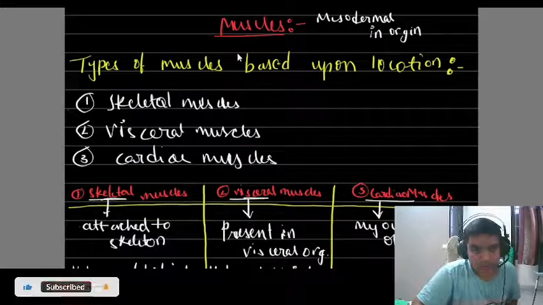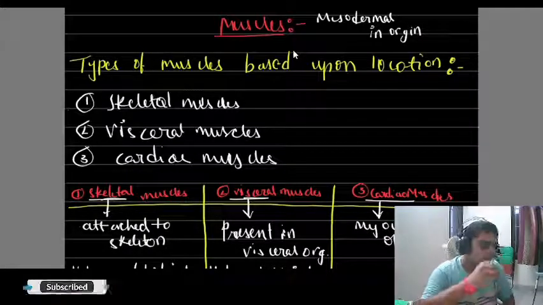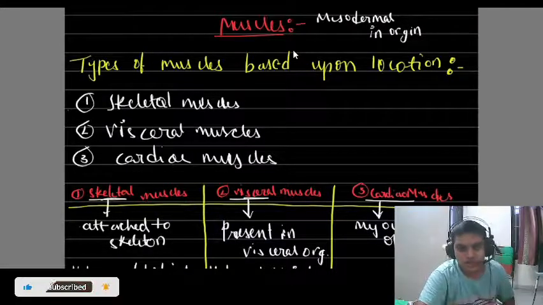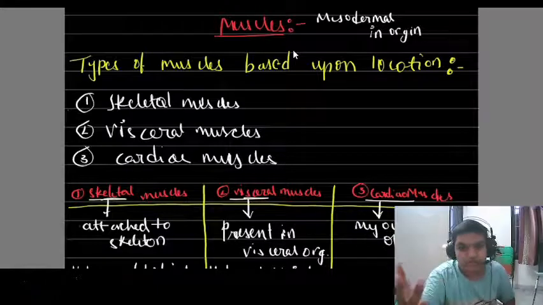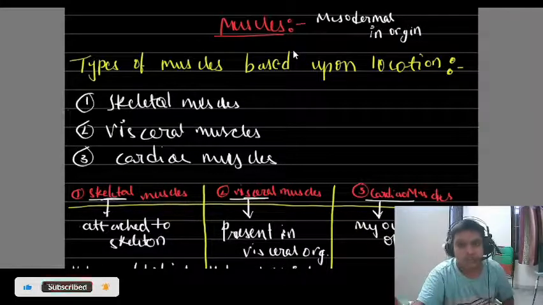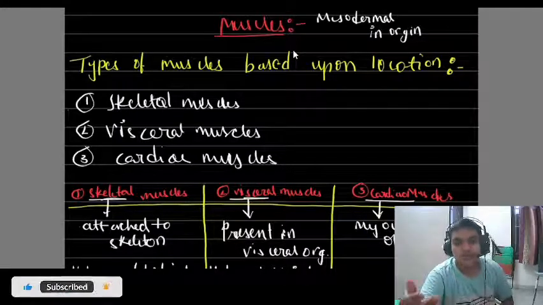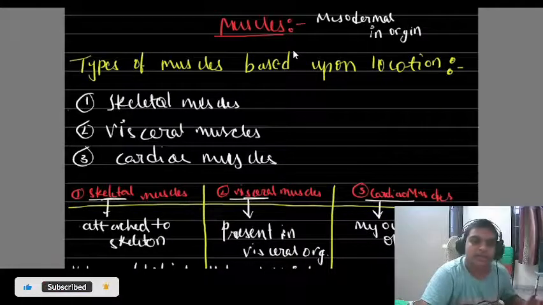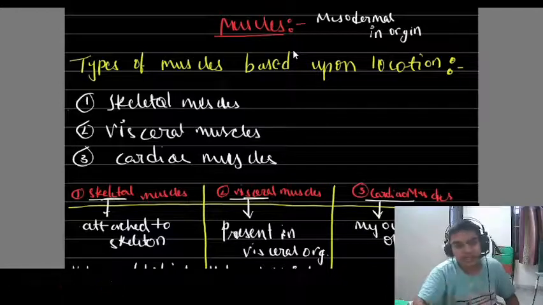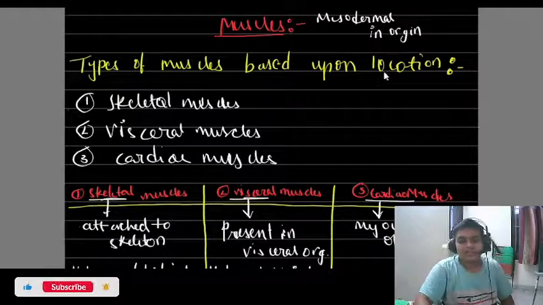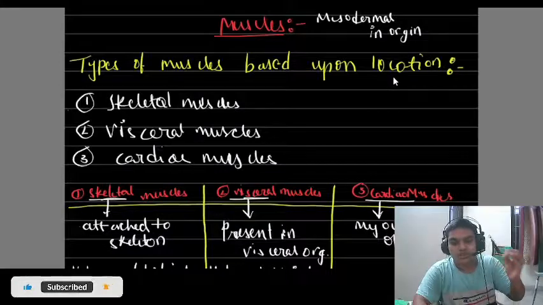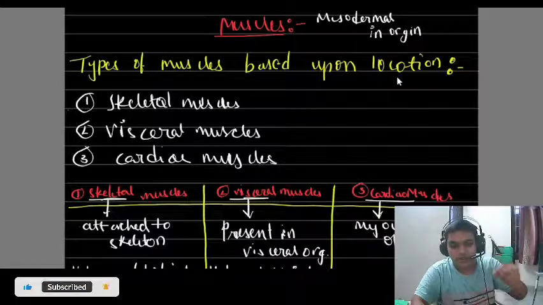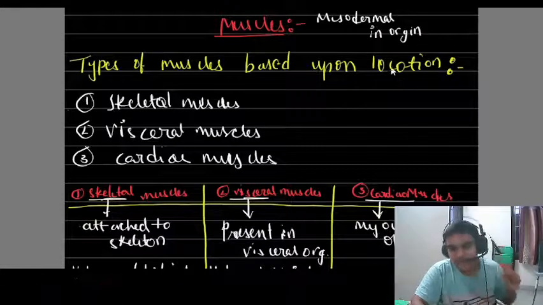Now there are different types of muscles. We have muscles based on function, based on location, based on shape, based on appearance, etc. But in NCERT our concern is only with muscles based on location. Classification of muscles based on location is our concern in today's lecture and also in the NCERT.